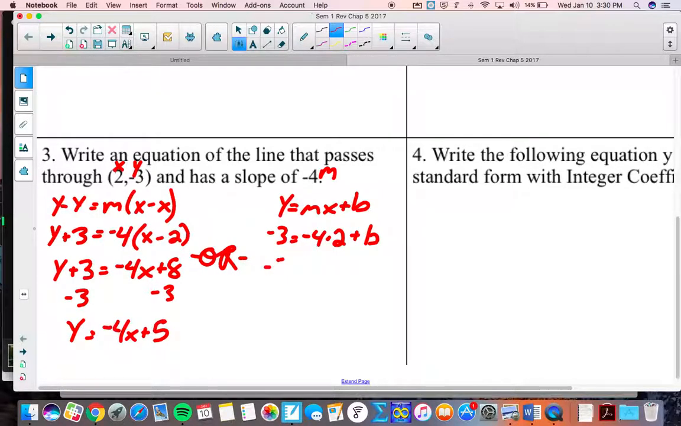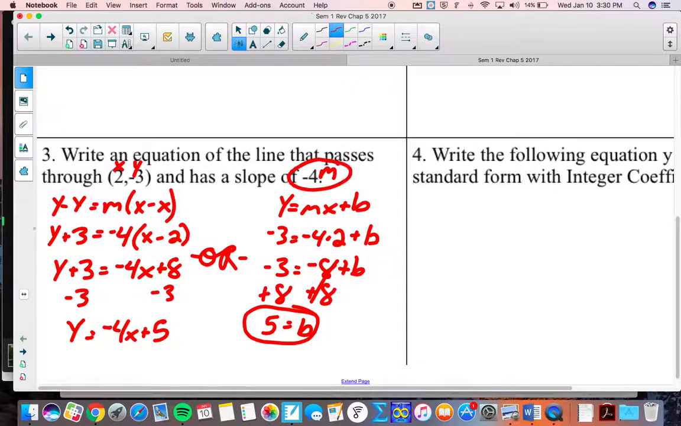So simplify the right side. You get -8. Solve for b. Solve for the y-intercept. Calculate the y-intercept if we know the slope and a point it goes through. So we get b equals 5. I'm going to circle that, but that's not the answer, folks.